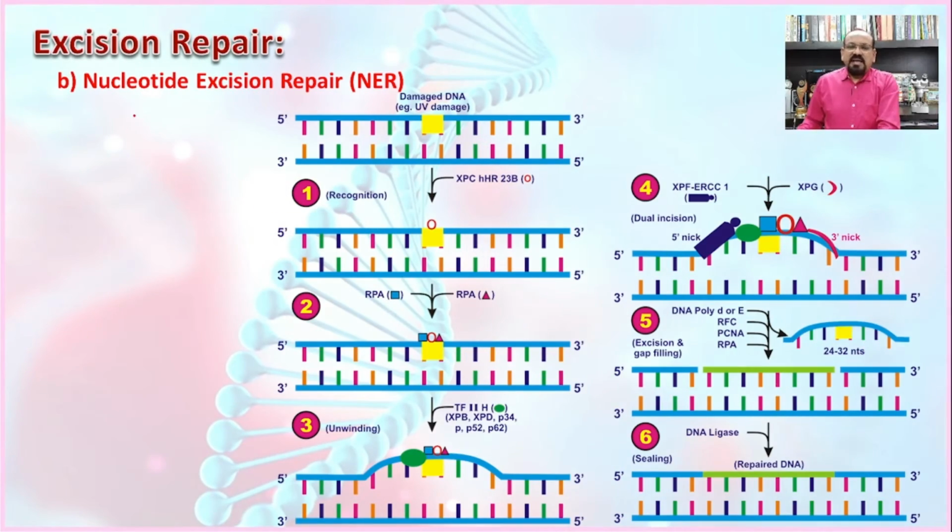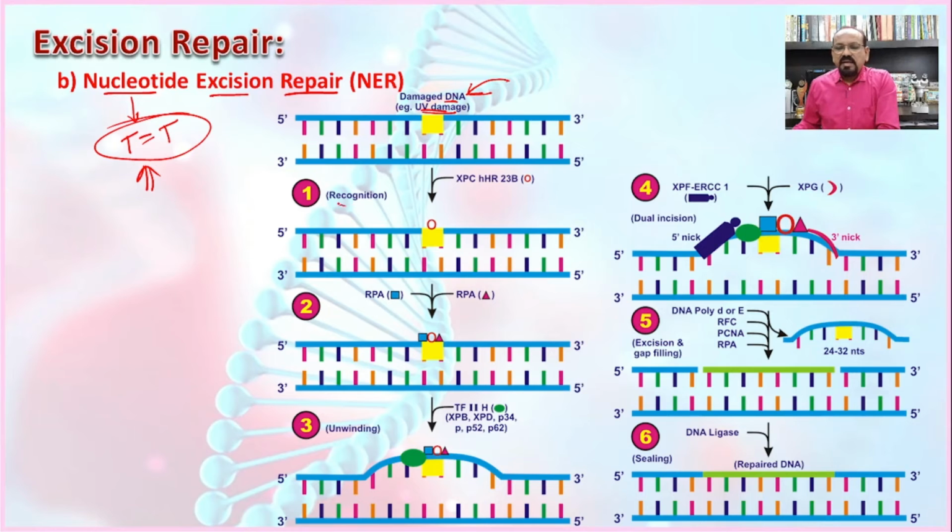The second one is nucleotide excision repair. As we have seen earlier, in base excision repair there is removal of the methylated or damaged nitrogen base, but here, if there is a thymine dimer, the nucleotides are removed. In this process, first of all, the DNA is damaged by ultraviolet light, and the ultraviolet light is responsible for the introduction of the thymine dimer in the DNA molecule.